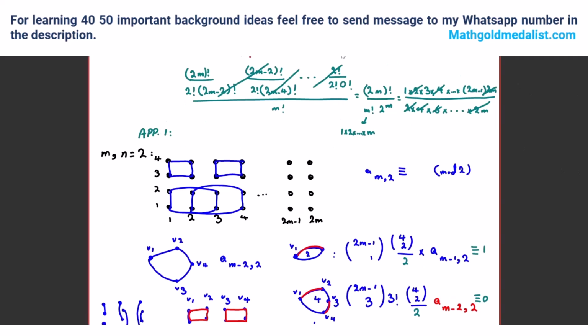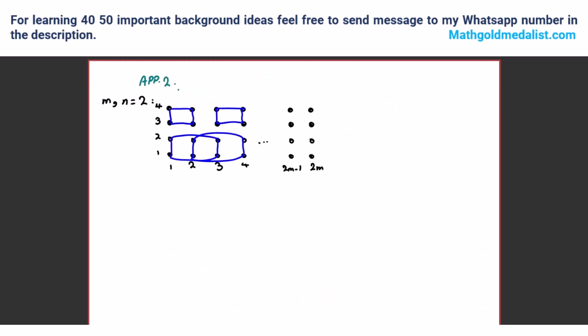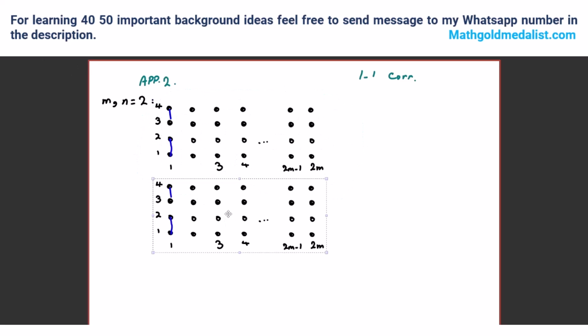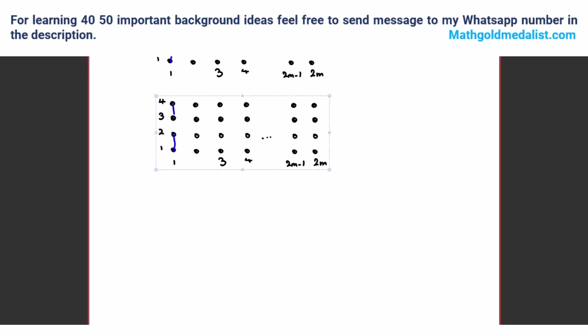Let me tell you the second approach for solving this part. For approach 2, I want to use one-to-one correspondence. It means, for example, I want to consider pairs. What are the cases that we have? For the first column, we have this case, or we have 3 cases. Let me show you.